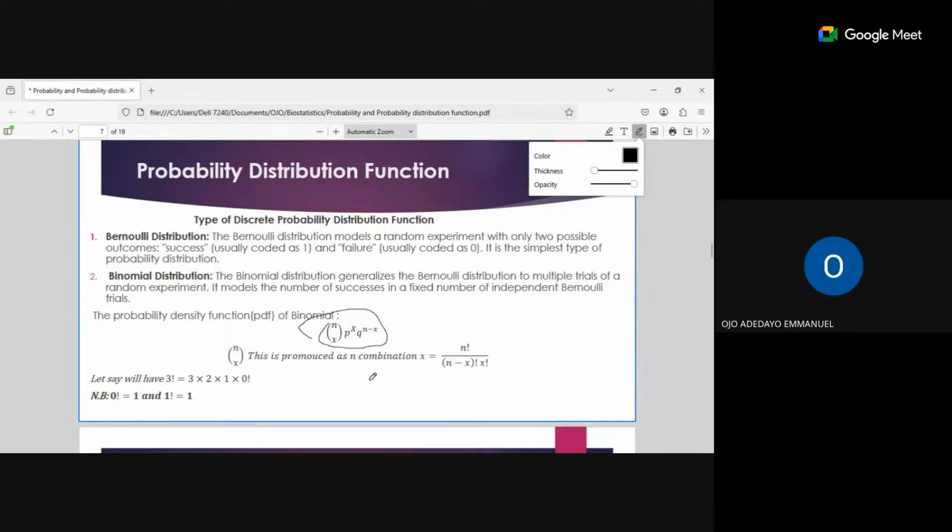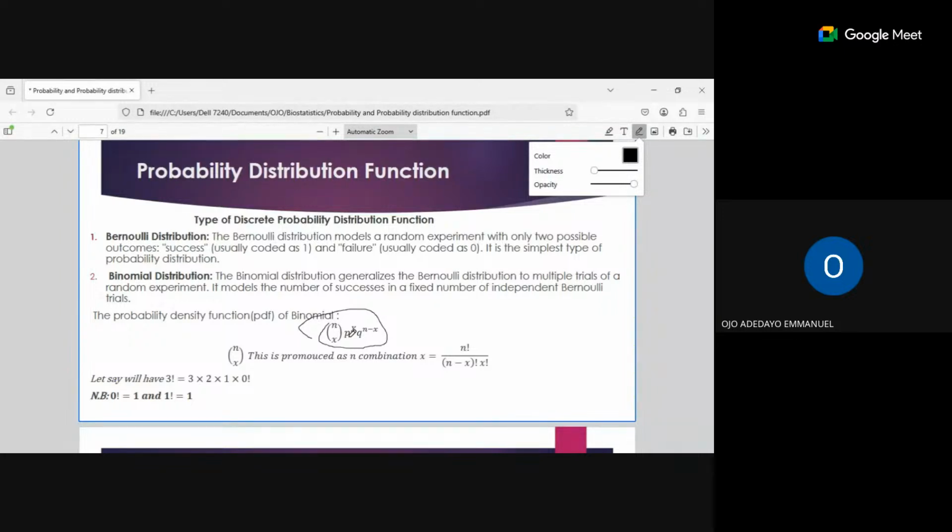Now, what is the meaning of all these parameters? The n that you are seeing here is the number of trials that you perform. Then the x that you are seeing here is the number of successes that you are after. I'm going to explain that. Now, the p that you are seeing here is the probability of success. Success in this does not mean the real success that we are talking about. Your own success may be giving birth to a male child.